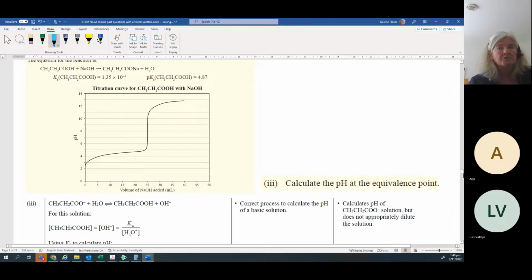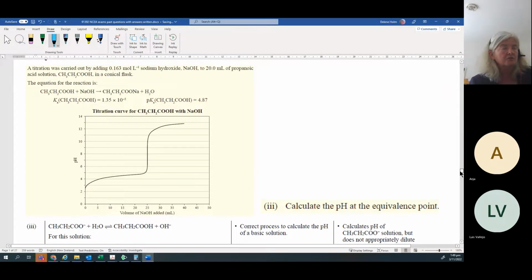But here you always will be either given a graph, or you will be asked to draw a graph, or they'll complete part of the graph and you've got to complete the rest. But they'll ask you certain key things about the titration graph.